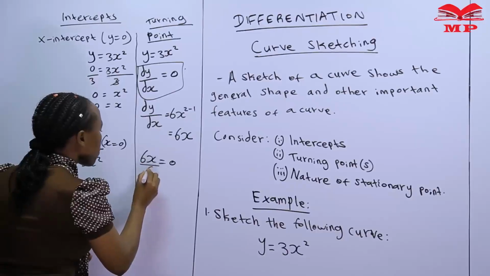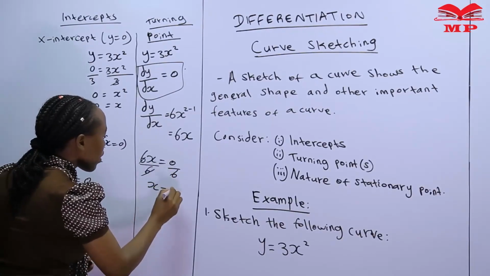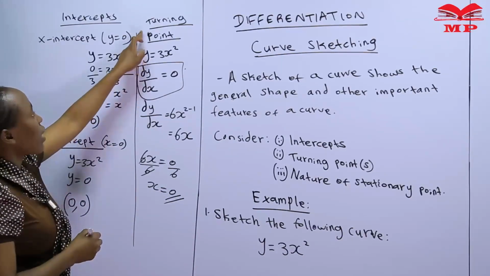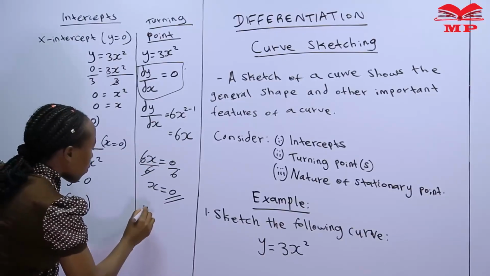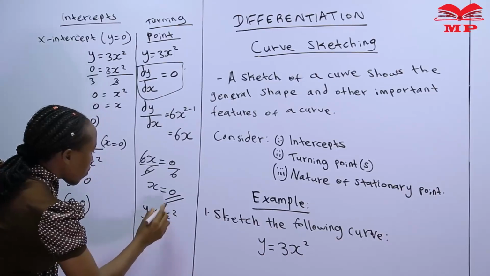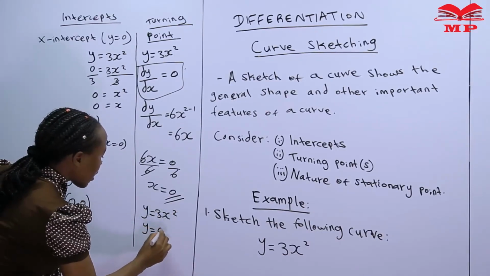So when we divide this by 6, we end up getting that our x is 0 over 6, that is 0. And therefore, we want to get the turning point. This turning point, therefore, will be y is equal to 3x squared. Therefore, we have our x as 0, therefore y will be 0 squared times 3, that is 0.